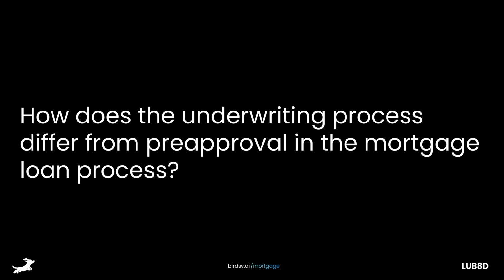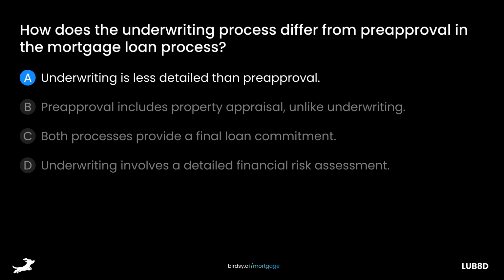How does the underwriting process differ from pre-approval in the mortgage loan process? Is it A, underwriting is less detailed than pre-approval? B, pre-approval includes property appraisal, unlike underwriting? C, both processes provide a final loan commitment? Or D, underwriting involves a detailed financial risk assessment?